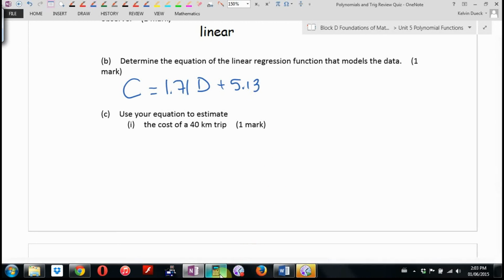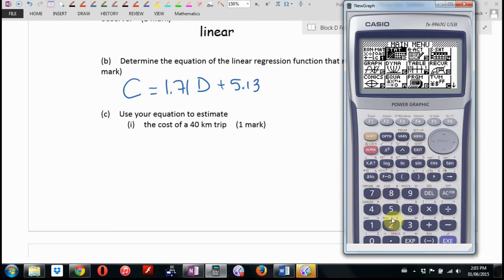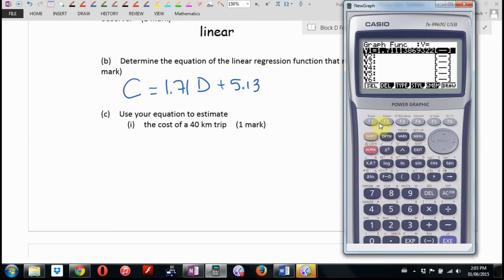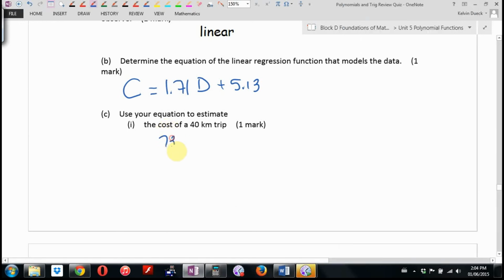What's the cost of a 40-kilometer trip? So now I can copy, execute, menu, draw, select, view window. From 0 to 50, since they're going to do a 40-kilometer trip. G-solve, a y calculation when x is 40. $73.57.